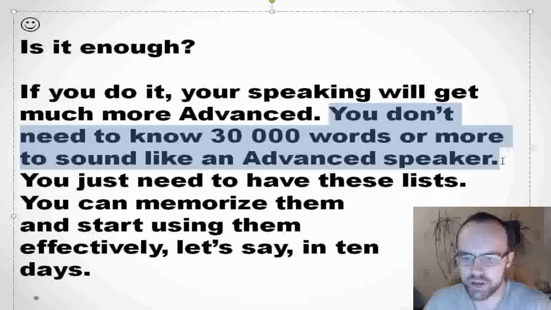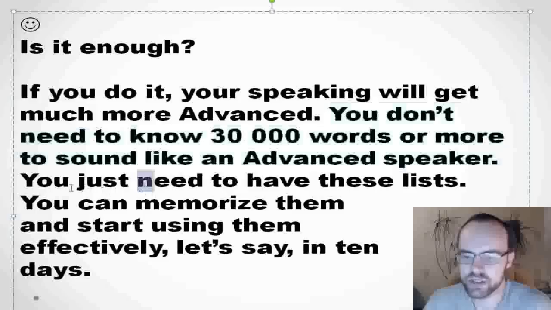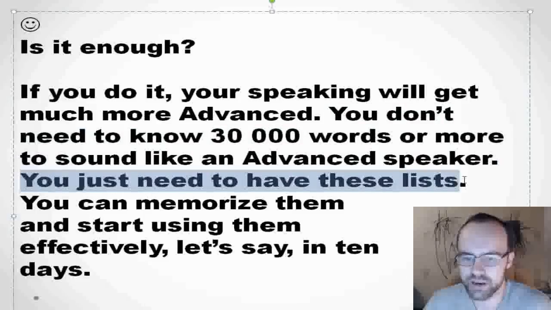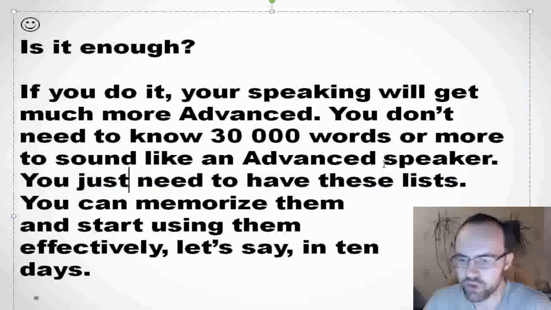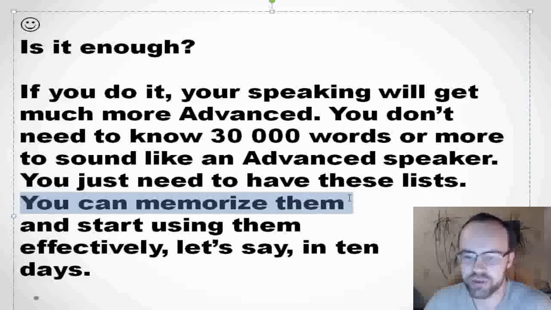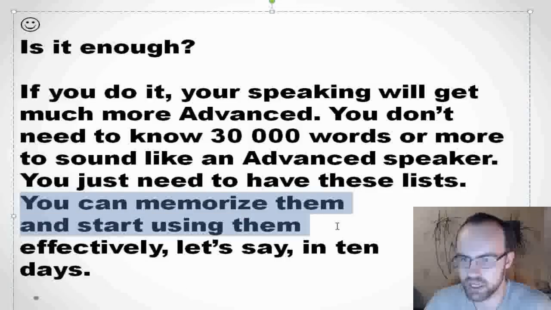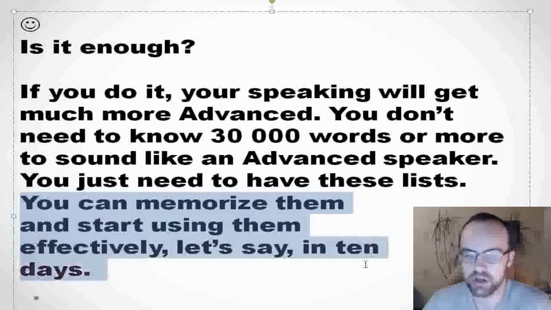In fact, you just need to have these lists, and I mean not the list of English words. You need to have this list of English phrases. So don't learn English words. Learn them in context. Learn English phrases, collocations. You can memorize this list of collocations and phrases and start using them effectively, let's say in 10 days. You don't need 1,000 English collocations, but I think 200 or so will be enough.